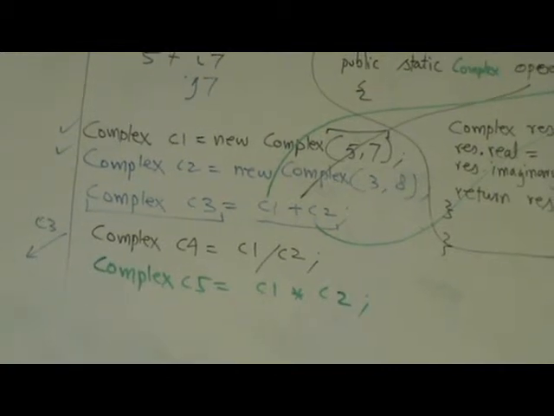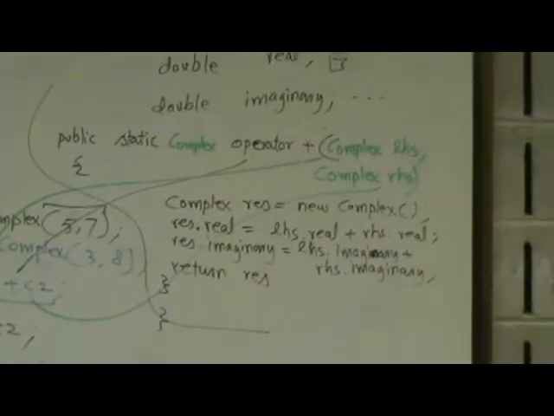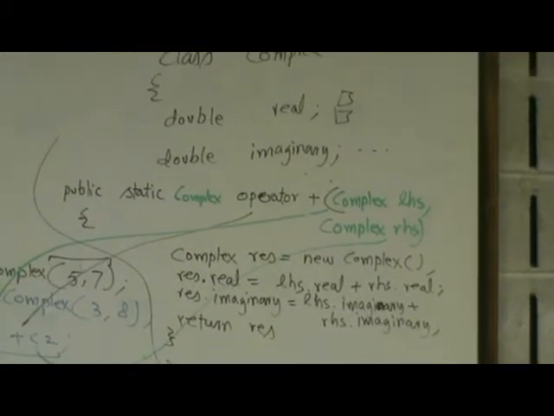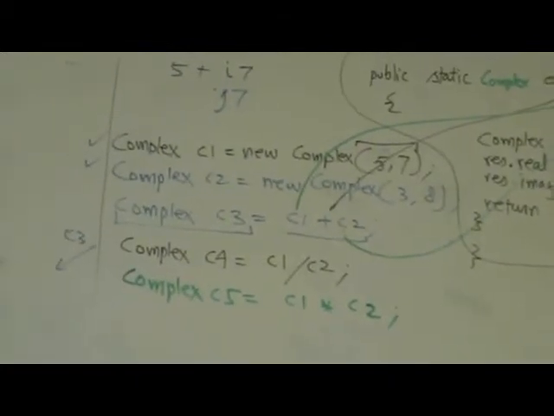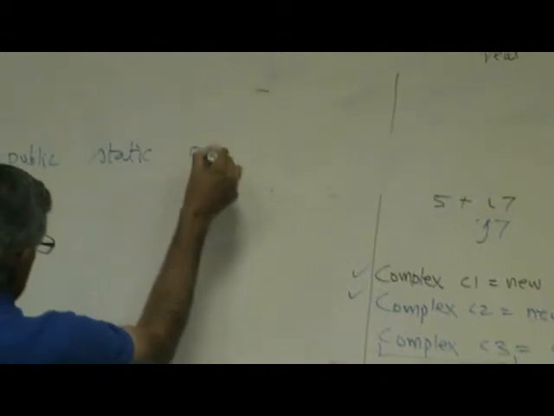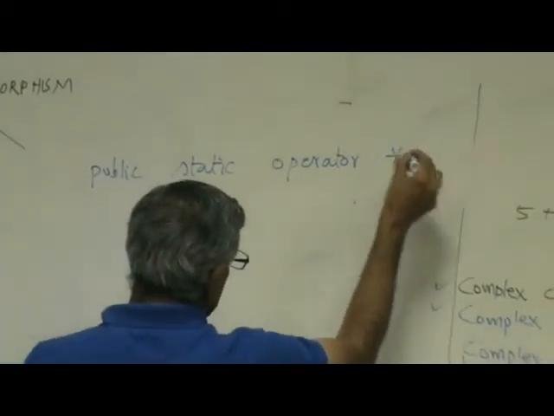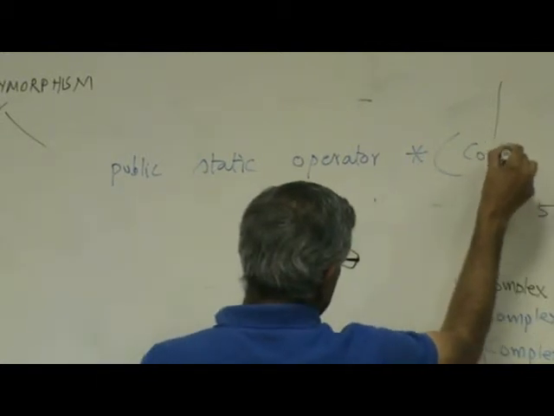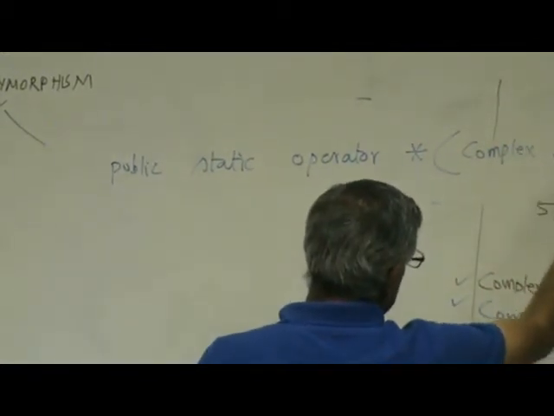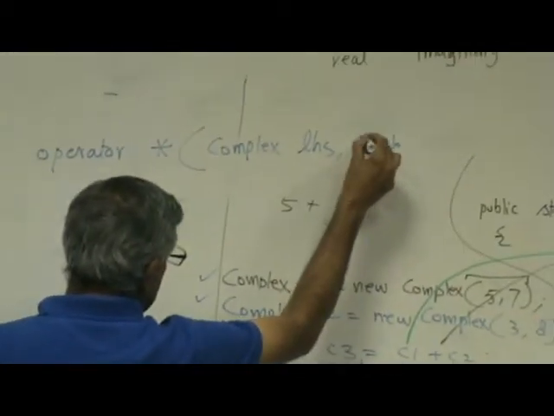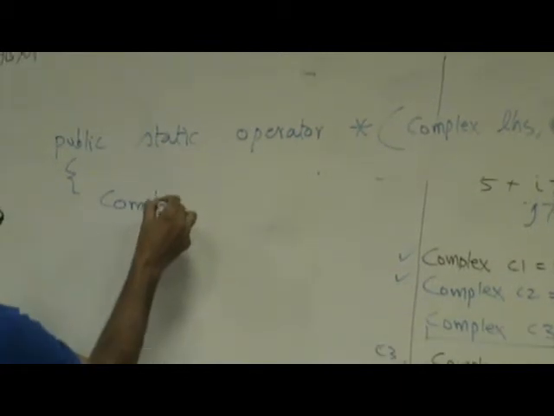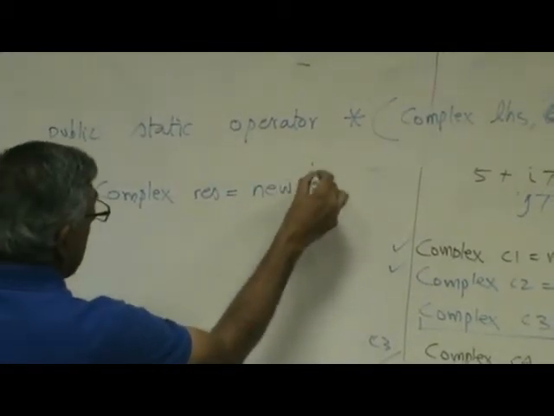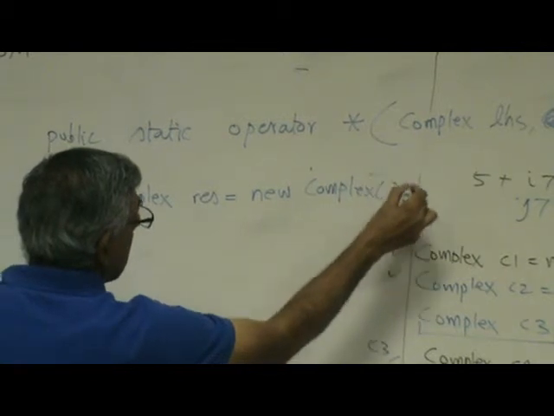And then I'll give you a small assignment for this week. Okay, so in the same complex class now, you will add one more method over here, public static operator multiply and complex LHS, complex RHS. Okay, again, complex result equal to new complex. So we'll create memory for our result, right?